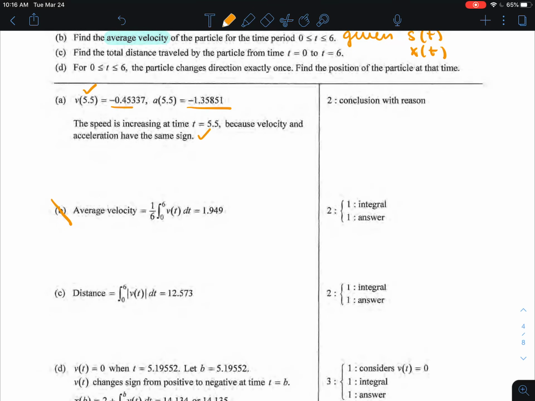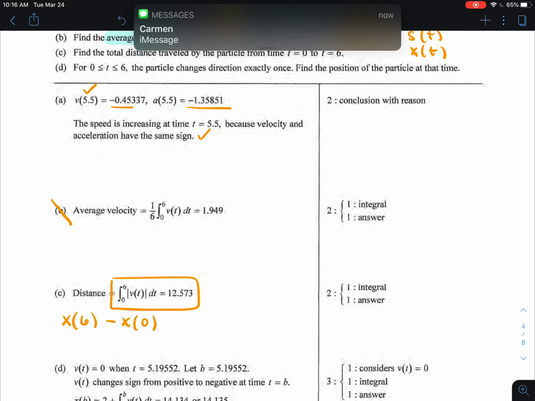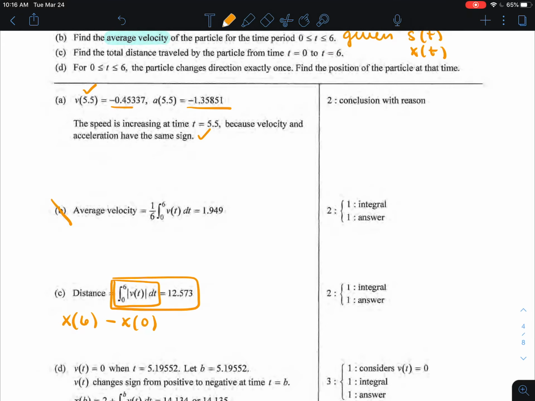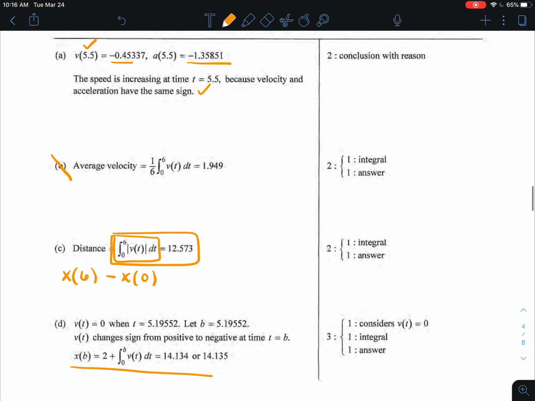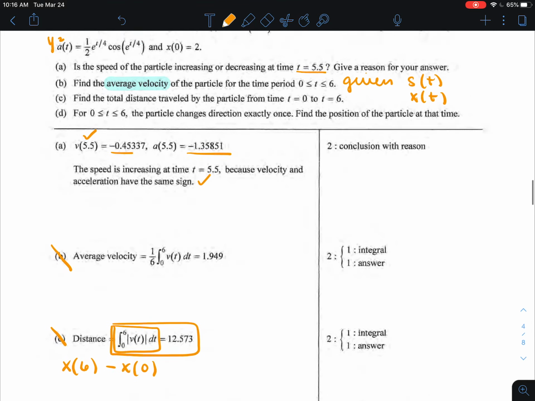Finding the total distance traveled by the particle. Given velocity and total distance, we can't do that either. That is an integration problem. You could do it if you had position, you would just have x of 6 minus x of 0, which would make sense because isn't that what this really equals? But since we don't have position, we can't do that. Okay, so part C is also out.